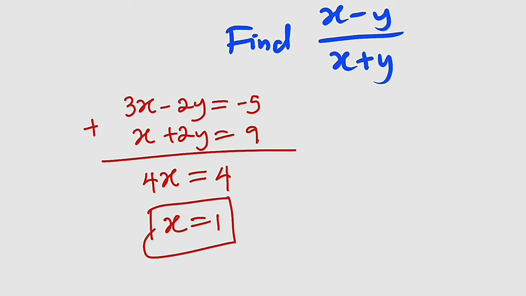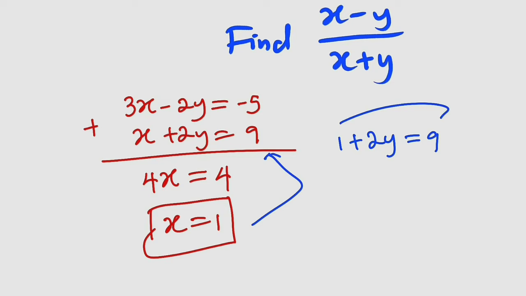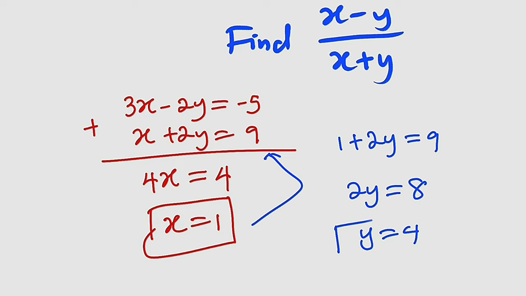If x is equal to 1, what will be the value of y? We can plug it into either this equation or this equation. I would like to take equation number 2, where x is 1. So plugging it here, we have 1 plus 2y equals 9. If you take 1 to the other side, it becomes negative. So 2y equals 9 minus 1, which is 8. Divide both sides by 2, you have y equal to 4. And hence the value of y is equal to 4.